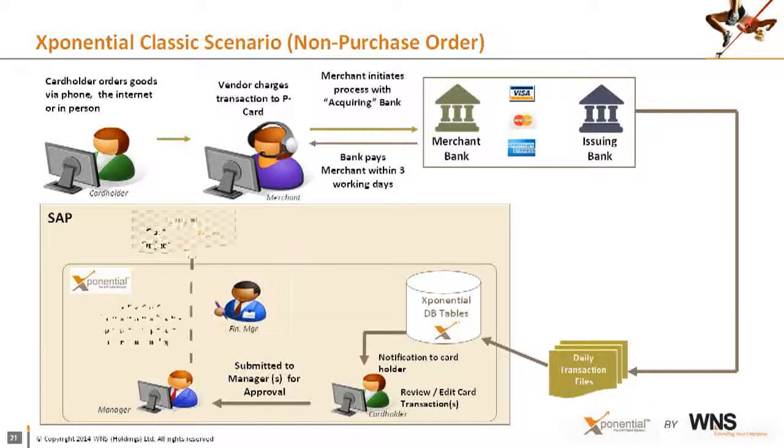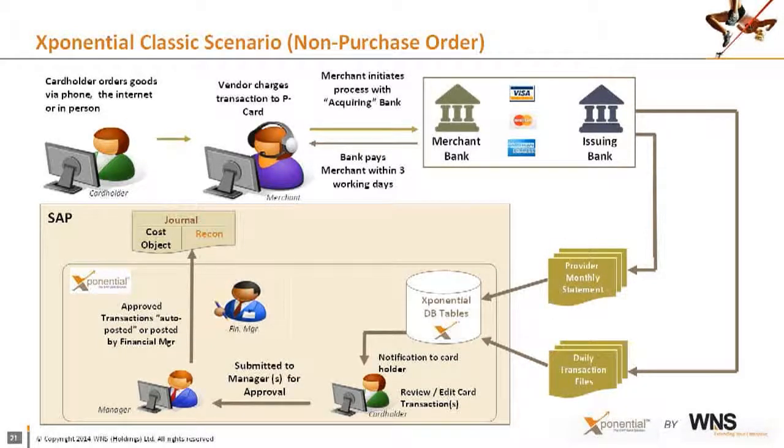Once the approvals are complete, then you can either have a financial manager post these transactions to your general ledger, or they can be auto-posted by an SAP job that runs one of our Xponential programs. So the resulting journal entry inside of SAP would be a debit to the cost objects, to the GL account that's on the transaction lines, and a credit to a reconciliation account for your P card. All right? So all of those transactions would go through that flow.